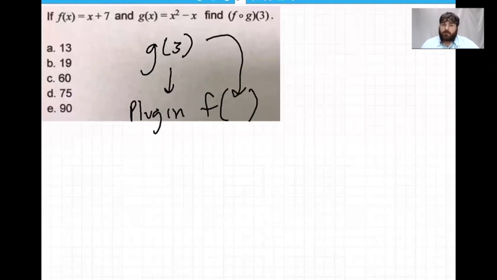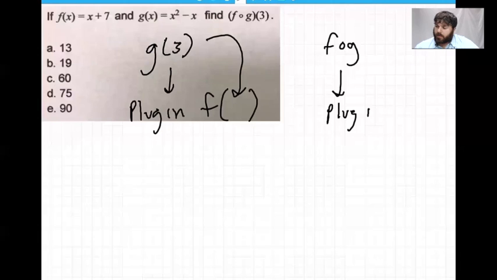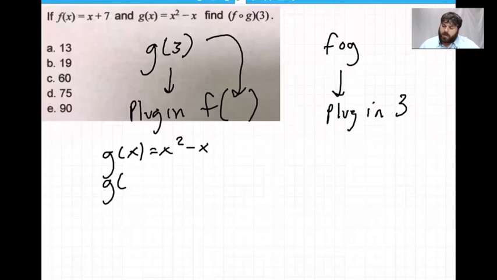So find g of 3 first. Remember, the g is the second letter, and that's where we start with this problem. So find g of 3, then whatever you get back, plug that in for x in f. All right, the other way would be to actually find f of g, figure out what that actual function is, and then plug in 3 for x. All right, let's try it the first way. G of 3. So g of x is x squared minus x. That means g of 3 is 3 squared minus 3. 3 squared is 9. 9 minus 3 is 6. Then I take that and I plug that into f for all the x's.